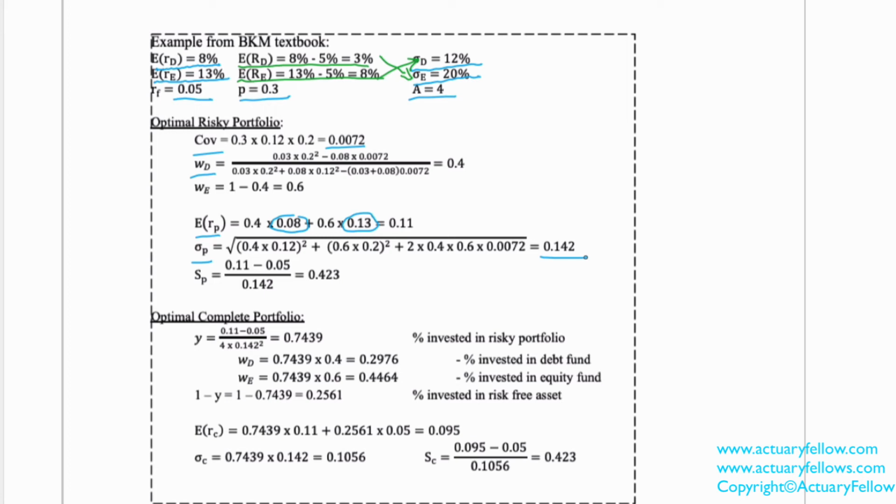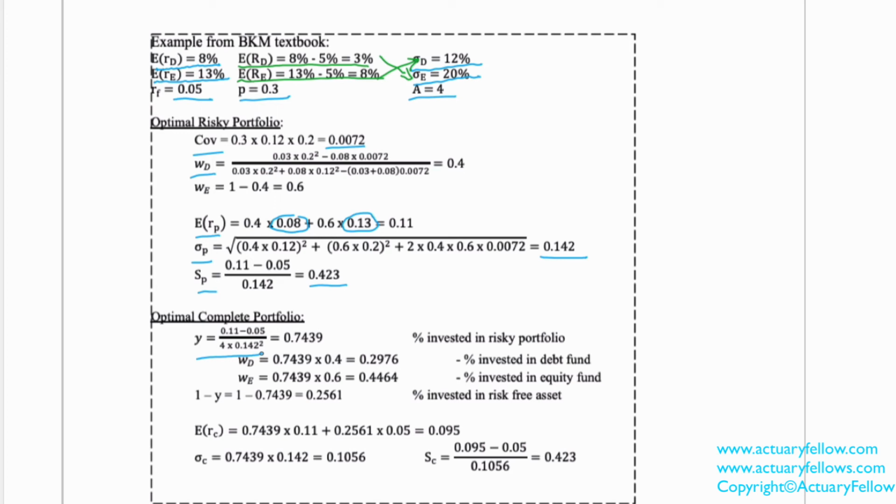The Sharpe ratio is expected return 0.11 minus risk-free rate 0.05 divided by standard deviation 0.142, equal to 0.423. For the optimal complete portfolio, first calculate the percentage of investment in the risky portfolio. Using the formula from Chapter 6, Y equals excess return divided by risk aversion times variance.